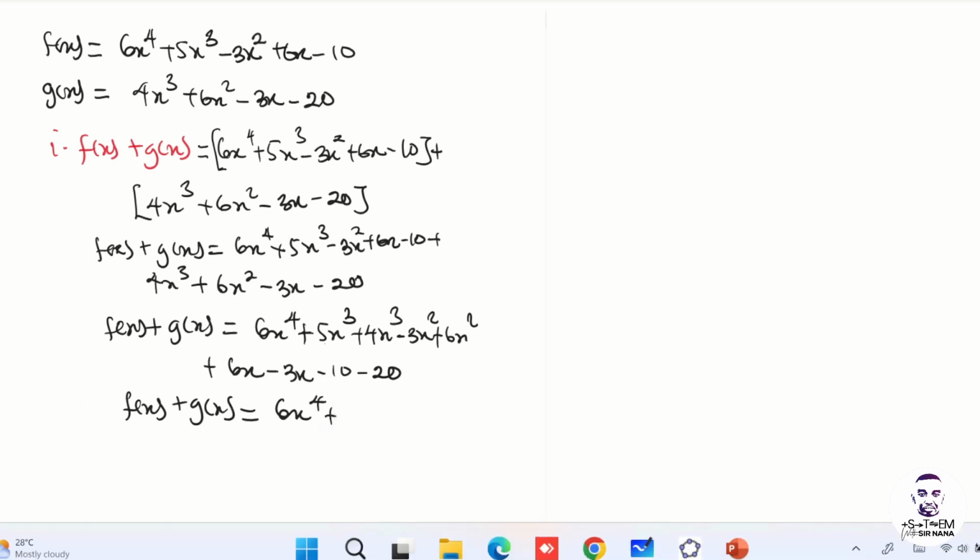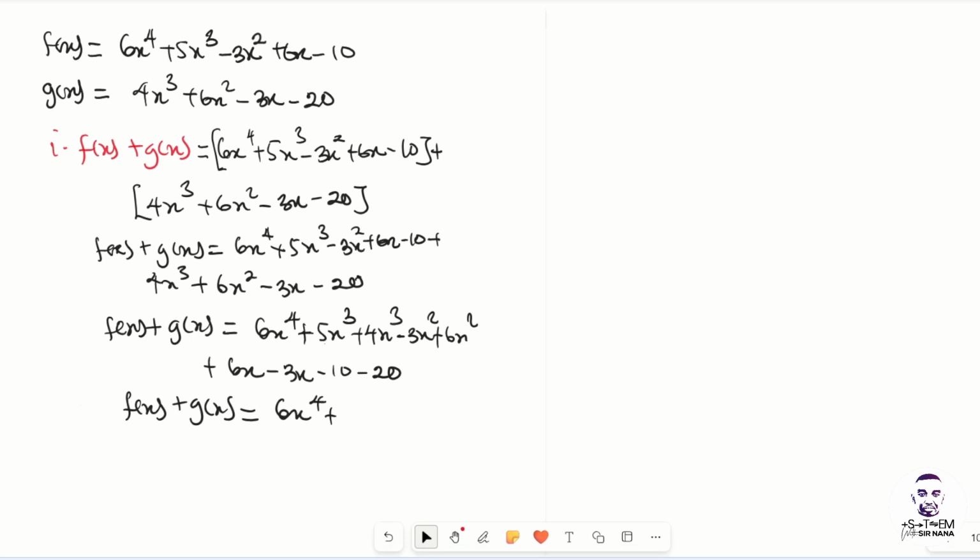5x cubed plus 4x cubed is like having 5 tomatoes plus 4 tomatoes, right? So that should give us 9 tomatoes. So it means that this is 9x cubed. Then we are going to have minus 3x squared plus 6x squared, which gives us plus 3x squared. Then we are going to have 6x minus 3x, which gives us plus 3x. Then minus 10 minus 20 gives us minus 30.